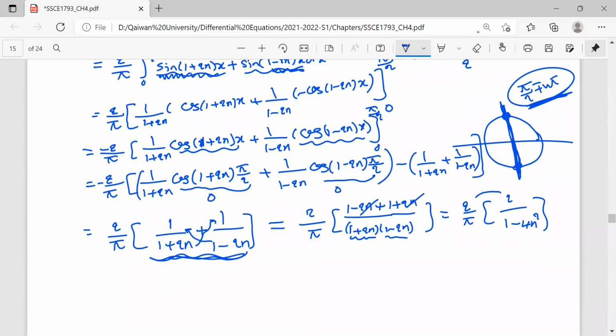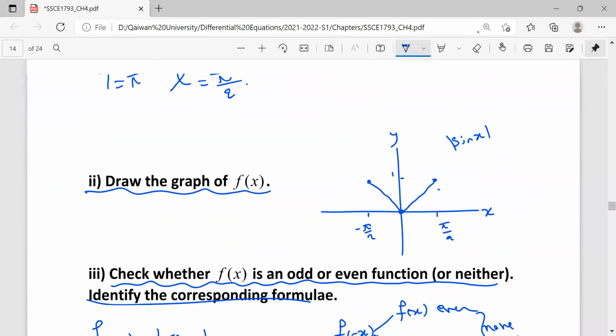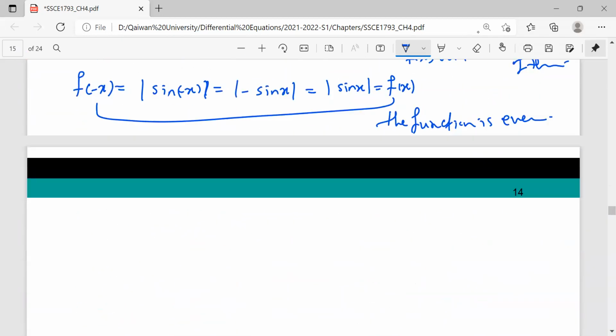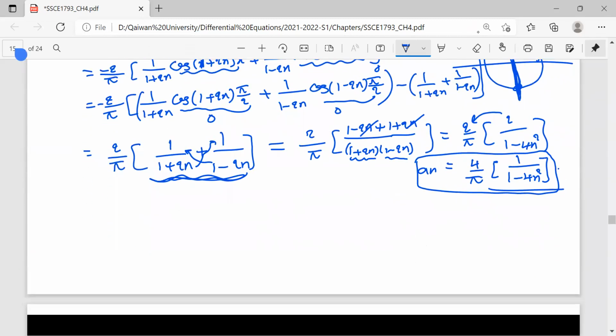And we can take this out. It equals 4 over pi times 1 over 1 minus 4n squared. This is a sub n.